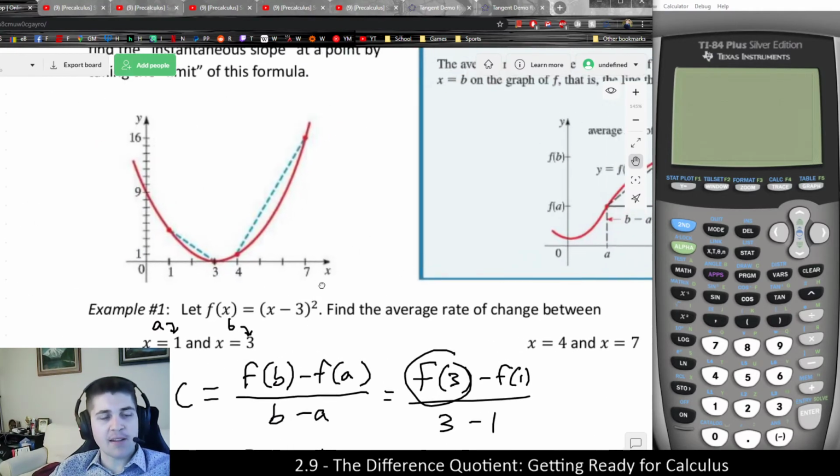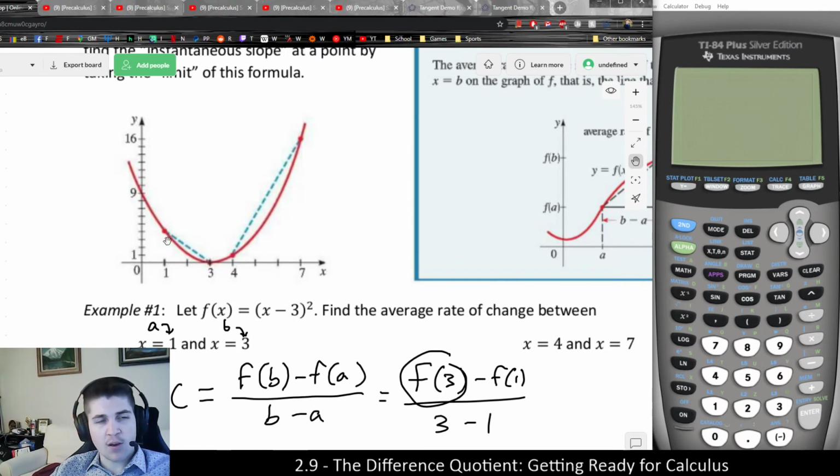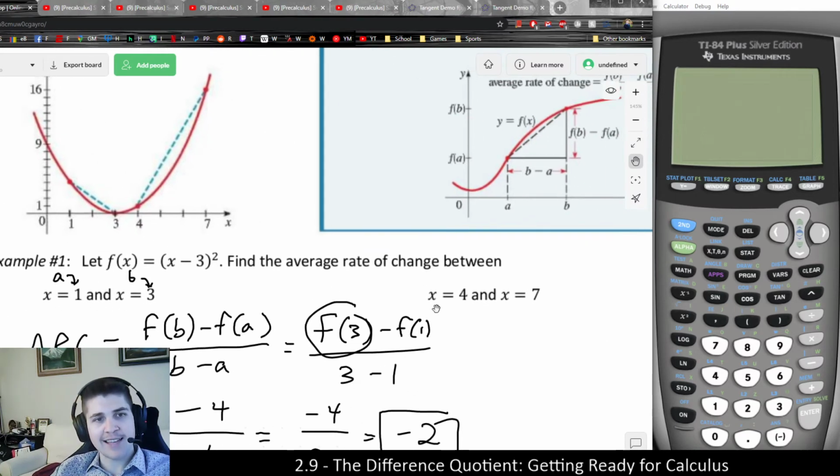But another thing about the average rate of change is it's always dependent on the interval, because the slope between these 2 points would be different than the slope between another 2 points. So if I were to take the average rate of change on a different set of points, it would most likely give me a different result.